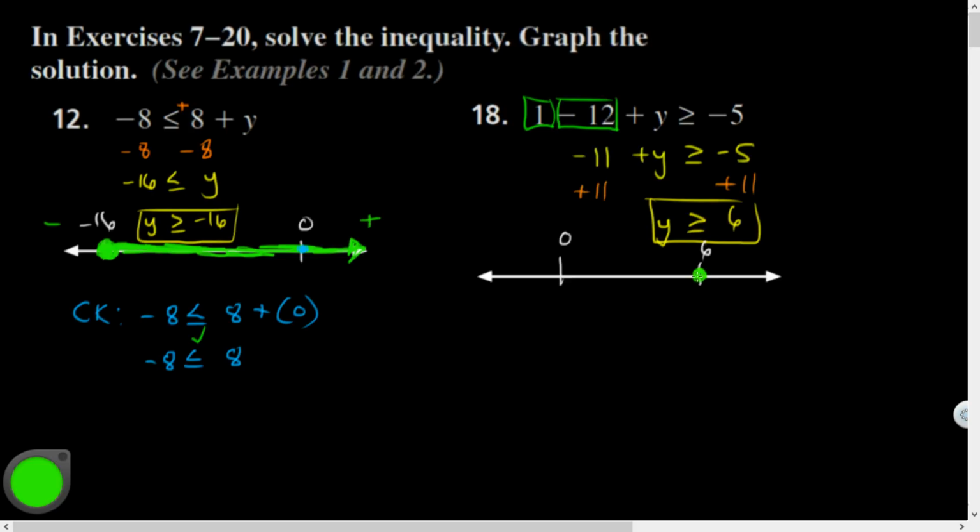Closed circle. Why? Because it's got the equal part there, right? Represent. And since the variable's on the left, I can pretend this is a little arrow telling me which way to shade. Shade to the right.